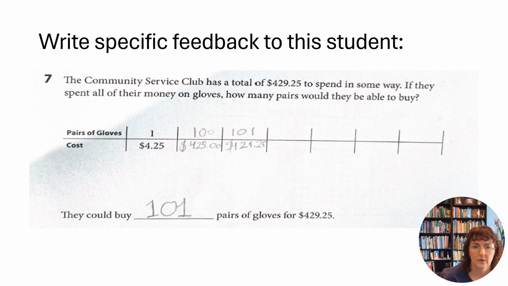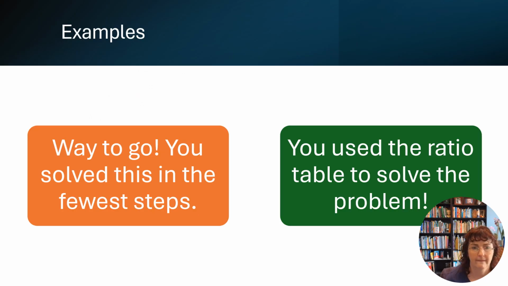Here you also are going to give specific feedback to the student. This is another example of where a student solved the problem correctly. So what positive feedback would you give to this student? You could say, way to go, you solved this problem in the fewest steps, or you could say you used the ratio table to solve the problem. Both of those are specific feedback that relates to an area of strength.